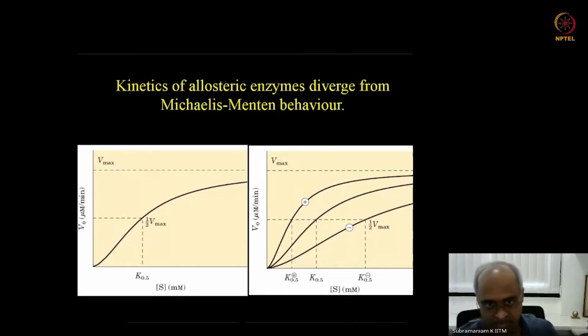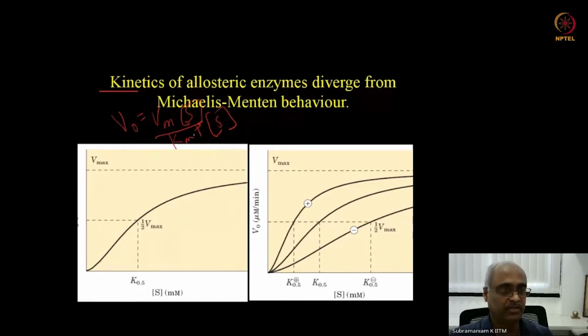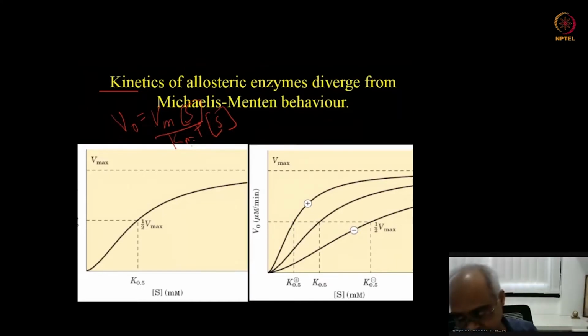So in this equation, V0 equals Vmax S divided by Km plus S. Very early on we would ignore the S in the denominator. Then Vmax by Km remains constant, so V0 equals Vmax by Km times substrate. So it varies linearly with substrate concentration.